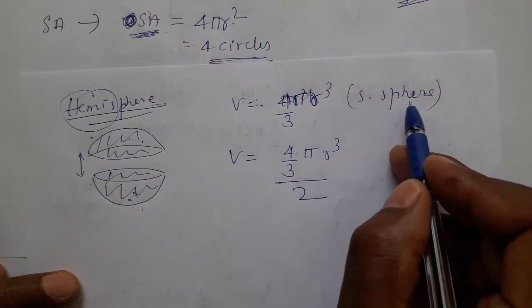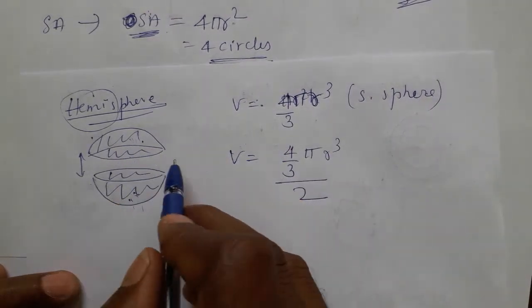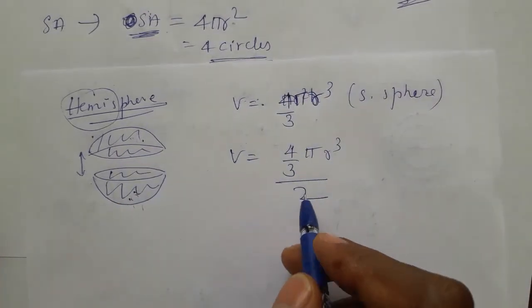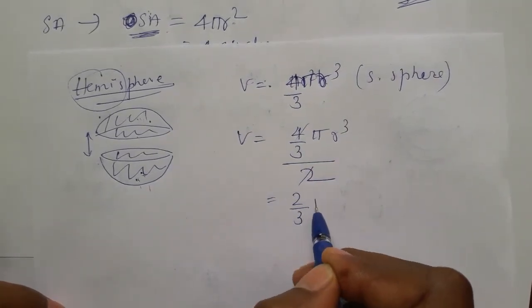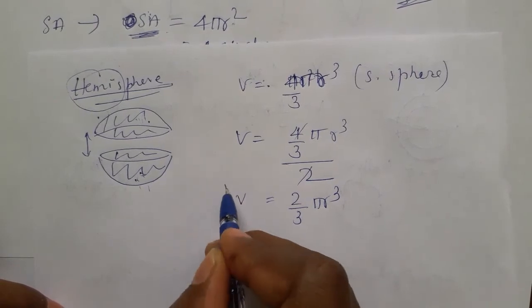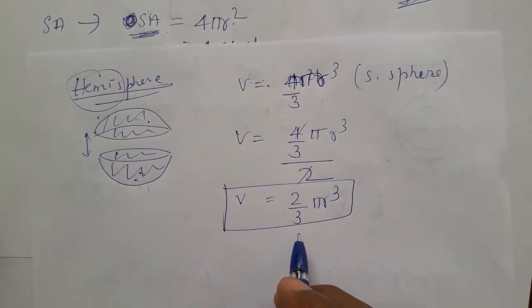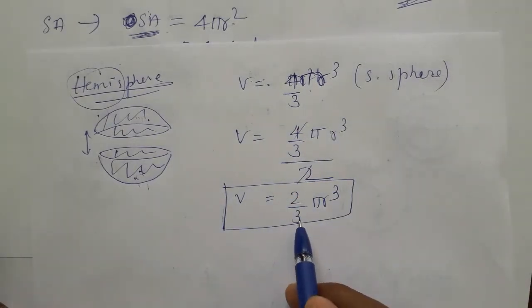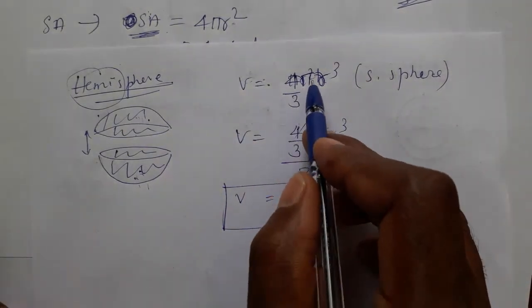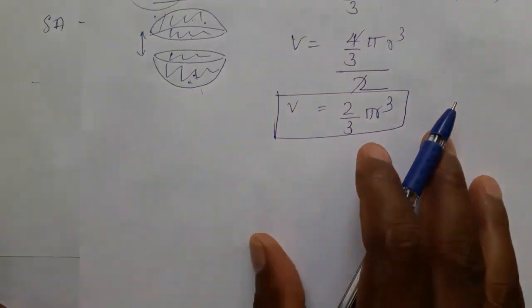Each part is called a hemisphere. So the solid sphere formula is 4 by 3 pi r cube. The hemisphere is 4 by 3 pi r cube divided by 2. Then 2 divided by 2 2's, we get 2 by 3 pi r cube. This is the formula to find the hemisphere. The hemisphere formula is the solid sphere formula divided by 2, so from 4 by 3 pi r cube you get 2 by 3 pi r cube.